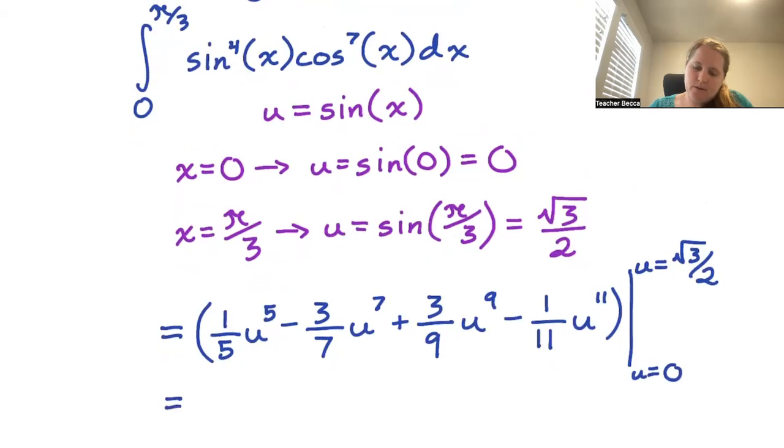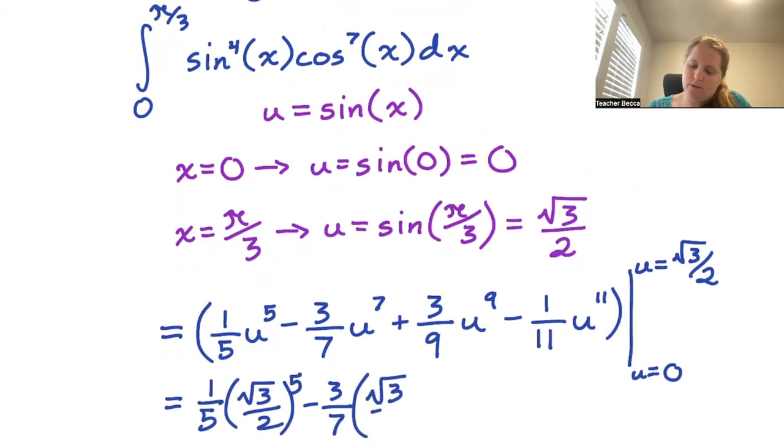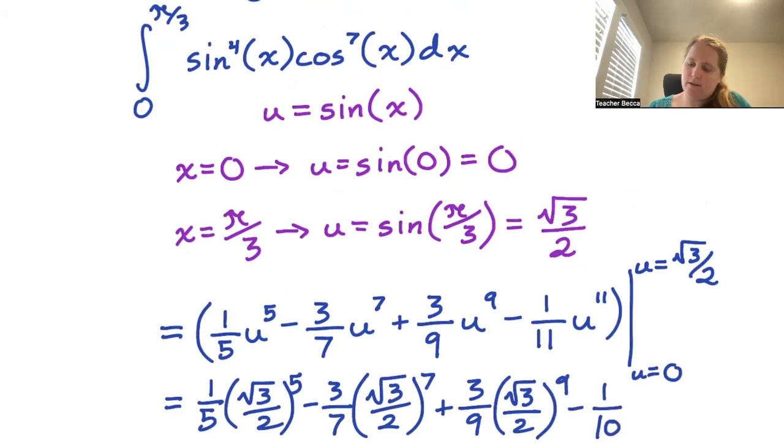So this becomes 1/5 times root 3 over 2 raised to the 5th power minus 3/7 times root 3 over 2 raised to the 7th plus 3/9 times root 3 over 2 raised to the 9th minus 1/11 times root 3 over 2. Sorry, 1/11, not 1/10. 1/11 times root 3 over 2 raised to the 11th. And then plugging in 0, we would just be subtracting off 0.